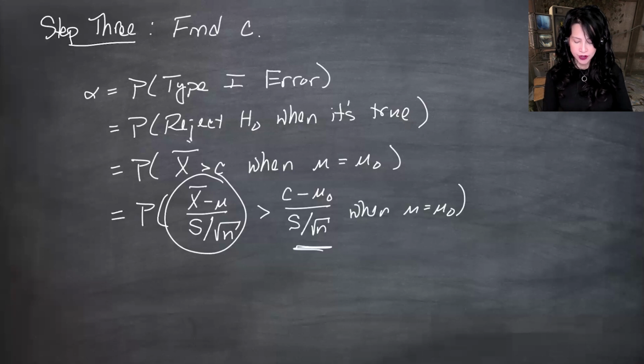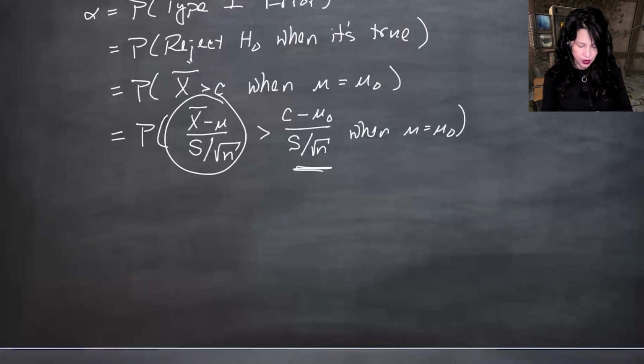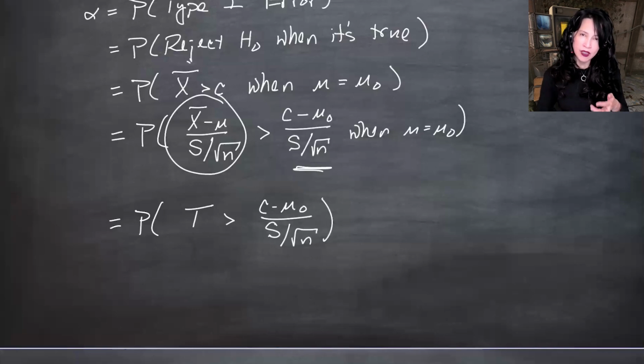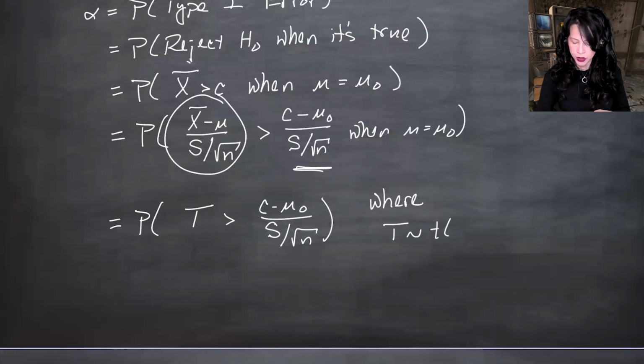And this thing over here is just a number. So I am going to give this a name. Usually at this point, I write a Z because it's a standard normal, but now I'm going to write a capital T or any letter you want greater than c minus mu naught over S over the square root of n. And I'm done with the information that mu equals mu naught. I just need to say that this T here has a t-distribution with n minus 1 degrees of freedom.